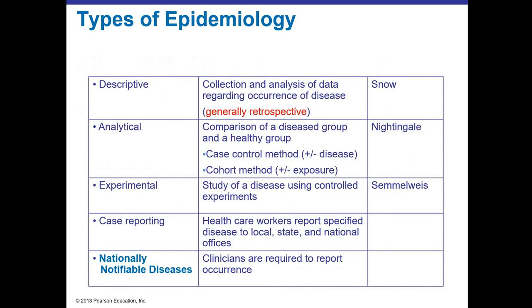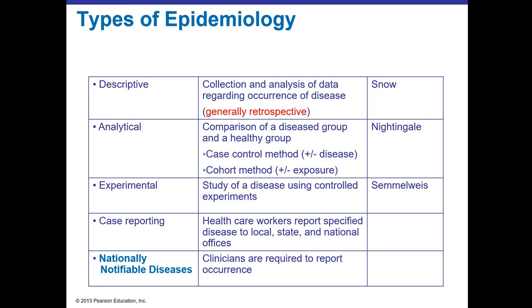So if we look at the types of epidemiology, we see Snow was responsible for what is referred to as descriptive epidemiology. That's the collection and analysis of data regarding occurrence of disease. He specifically was looking at cholera, but it's generally retrospective. You see that cases are happening, and you try to then collect that information and analyze what's going on.